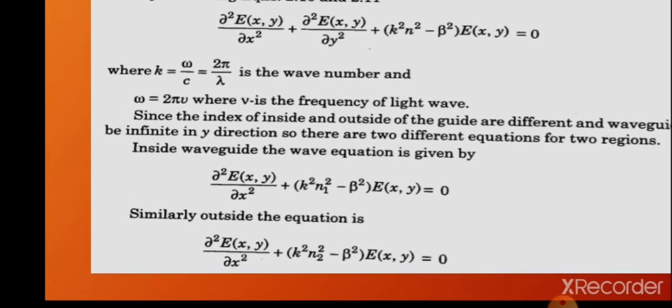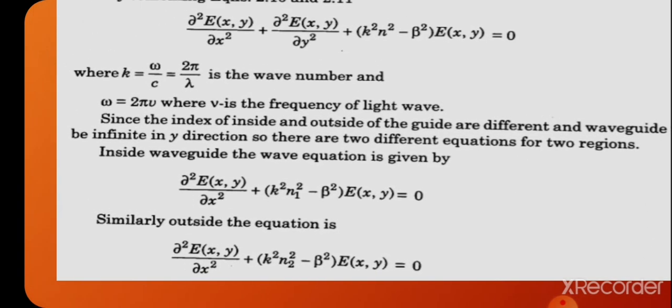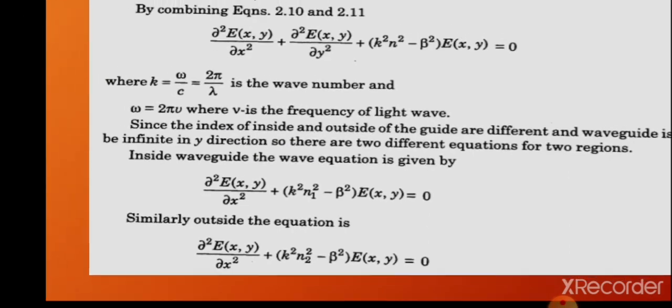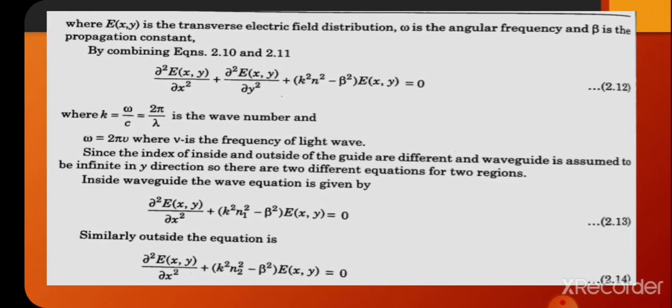Okay, so k is the wave number, and since the indices inside and outside of the waveguide are different, and the waveguide is assumed to extend to infinity in the y direction, there are two different equations for the two regions. We have taken a planar waveguide with two different refractive indices n1 and n2, so there will be two equations for the waveguide in this optical fiber.